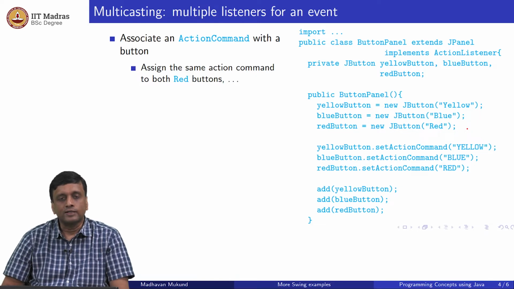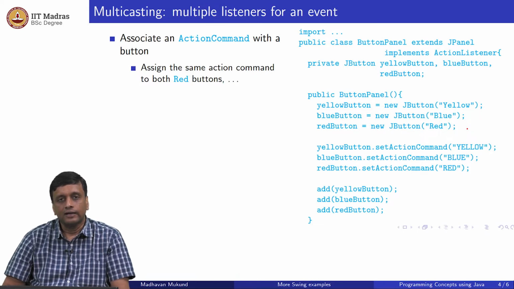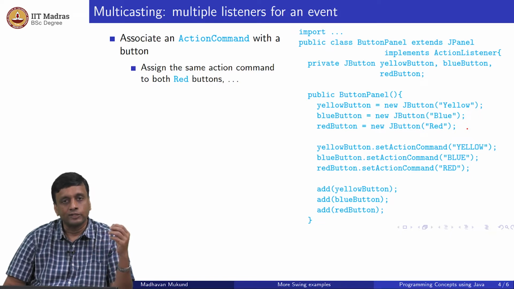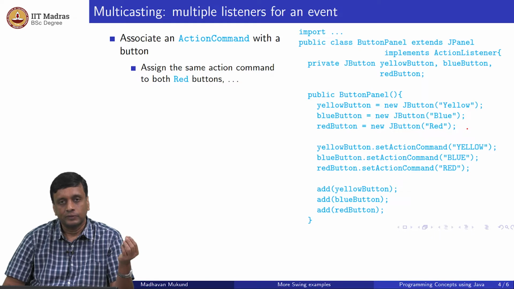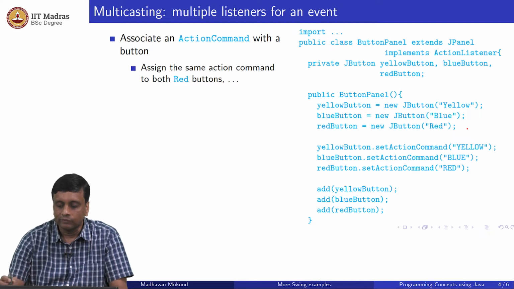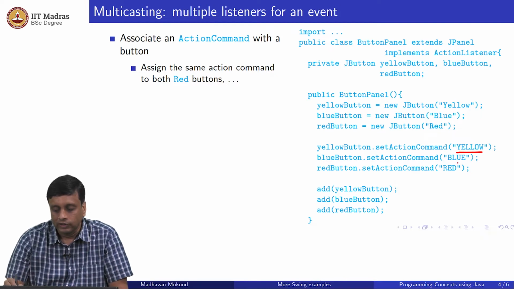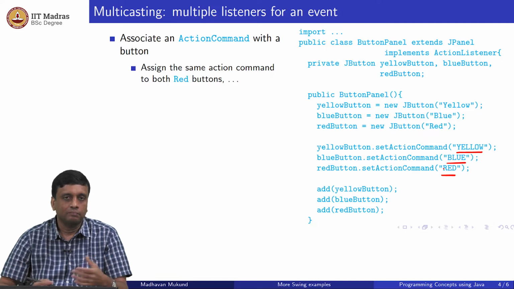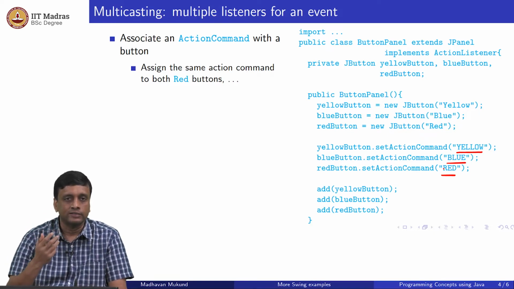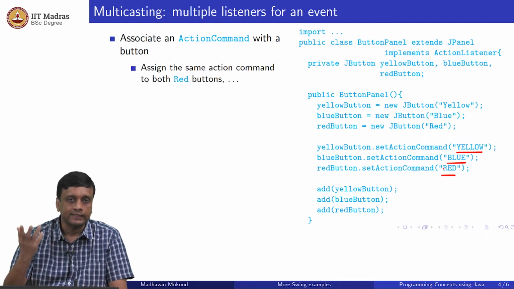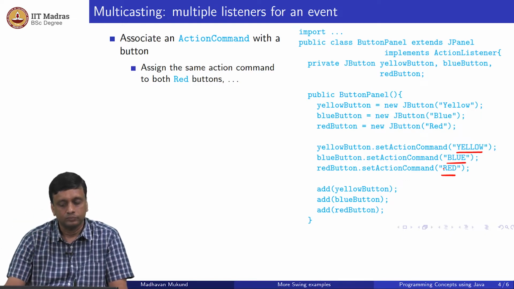So what we can do is associate a label with the event. Earlier we were looking at the source of the event. Now in some sense we are attaching a description to the event, which is called an action command. We are saying pressing this button conveys this string. The strings that we have correspond to the colors that we want. So capital Yellow, capital Blue, it could be anything, but now when we get the event, we can ask what is the action associated with this event, and it will tell us the action is either the string Yellow or the string Red or the string Blue.